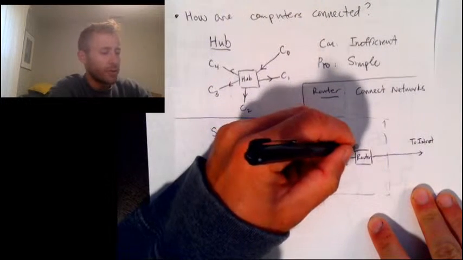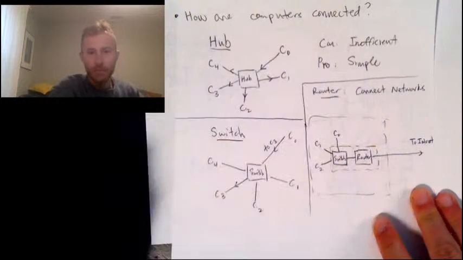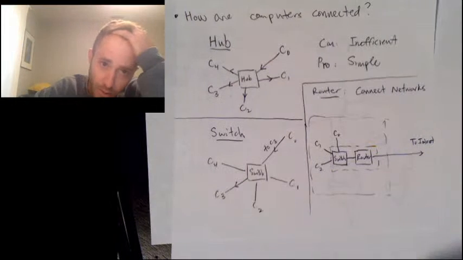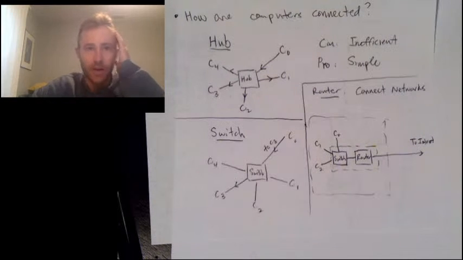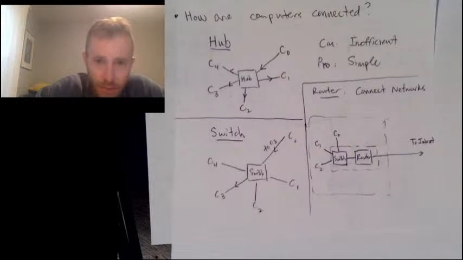Now, typically, the router and the switch come together, at least in the home. So that Wi-Fi router that you have has both a router and a switch inside it, though you can purchase just one or just the other.